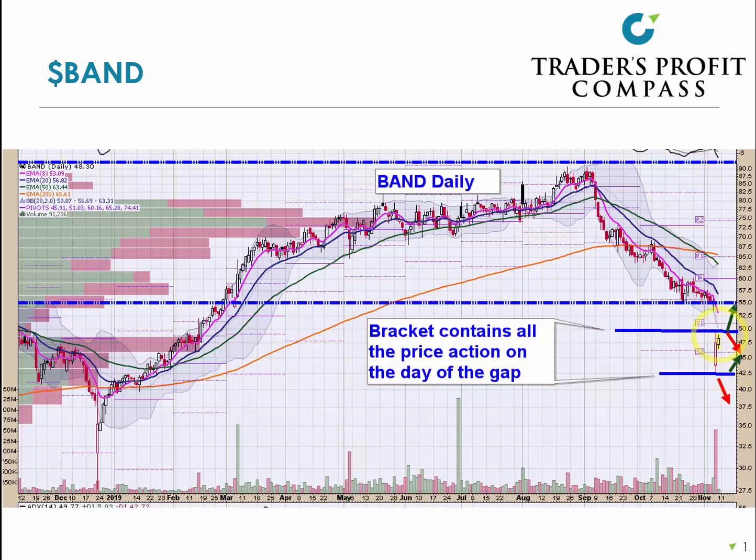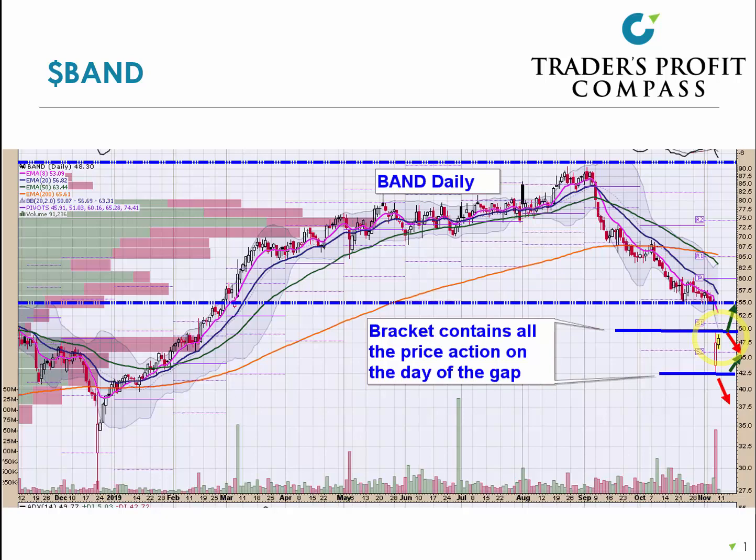You might be a person that says, you know what, this is going lower. I'm going to short against 50, and I'm going to play for a trade down to the bottom side of the trading range down at 42.5. That's totally fine. It's an objective place to short at overhead resistance.